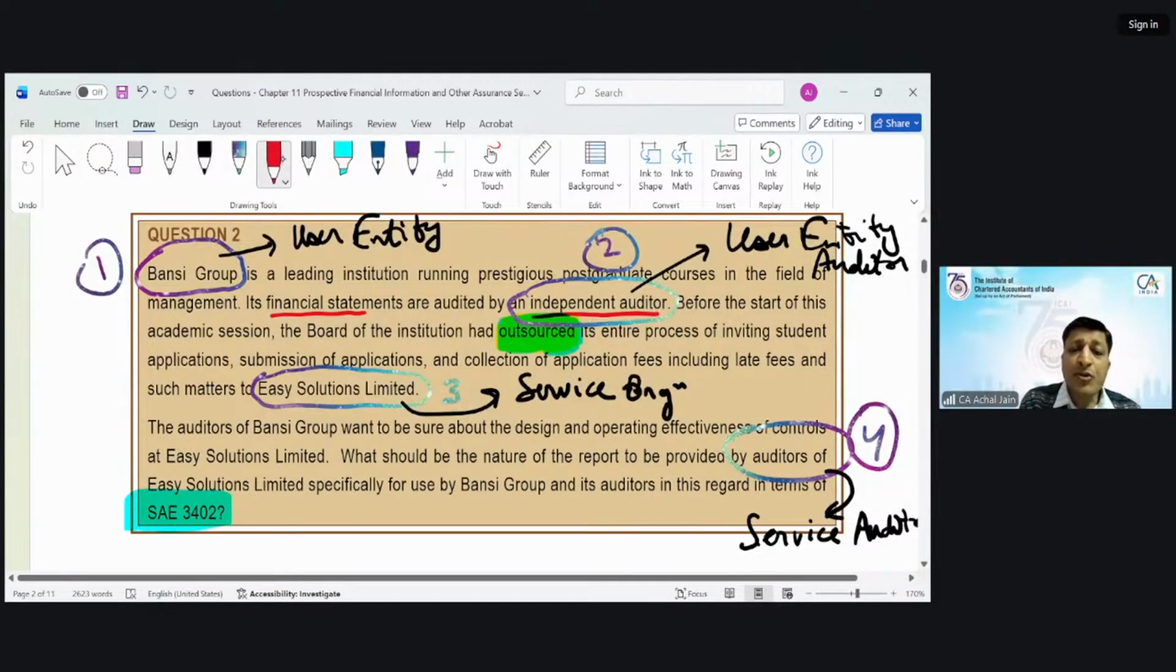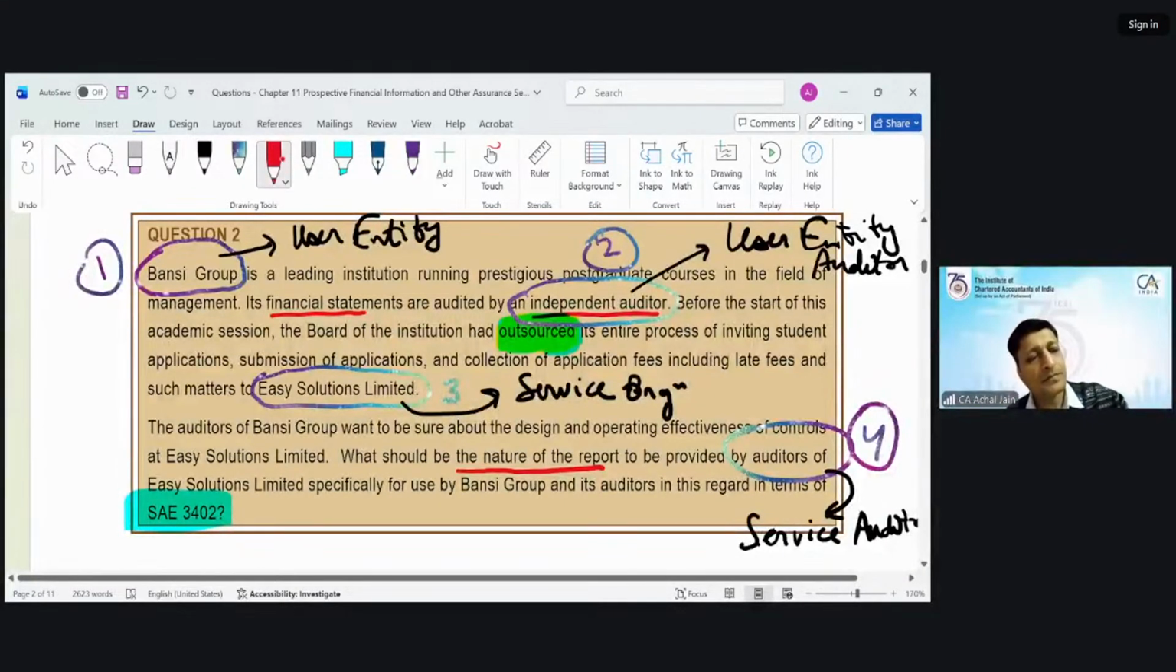Now, the question arises that there is an auditor of Bansi Group. Why is he interested in the reporting requirements or some of the controls of another entity? Because Bansi Group, of course, is linked to Easy Solutions, but as far as this user entity auditor is concerned, he doesn't have any engagement with Easy Solutions. So Easy Solution is not a client of the user entity auditor. So why is the user entity auditor requiring anything around Easy Solutions? What is the purpose, the need, the logic around it? If you can just discuss that part as well.